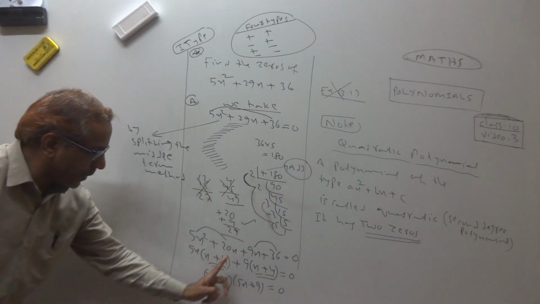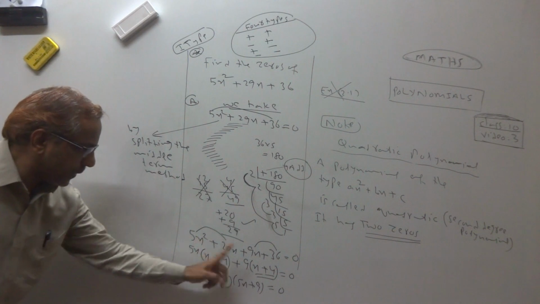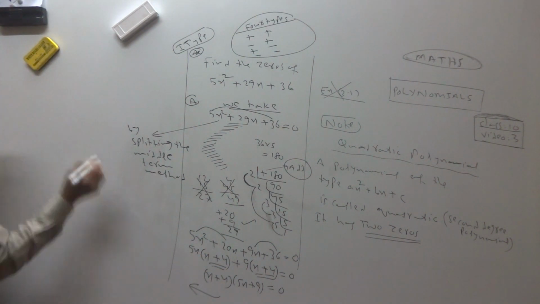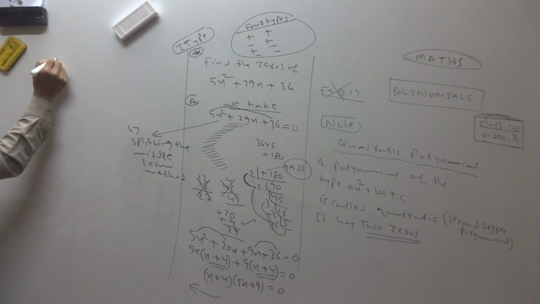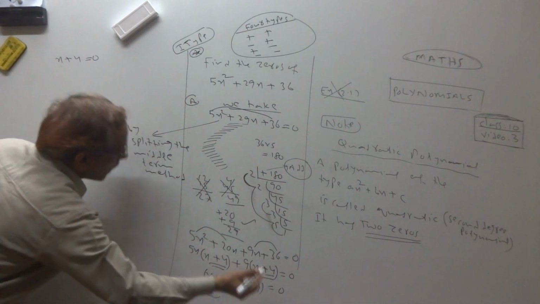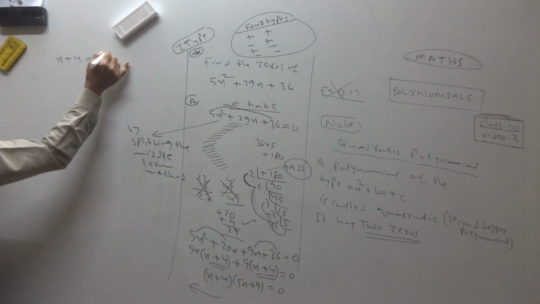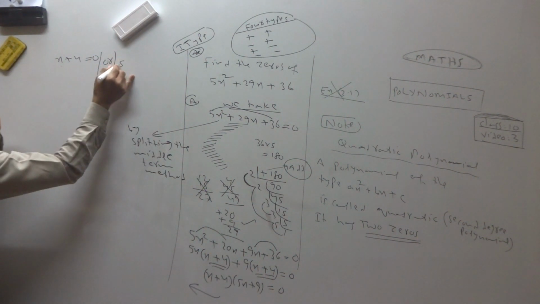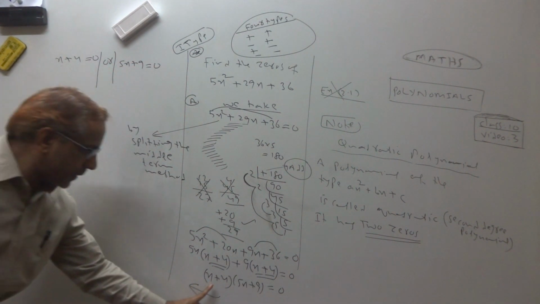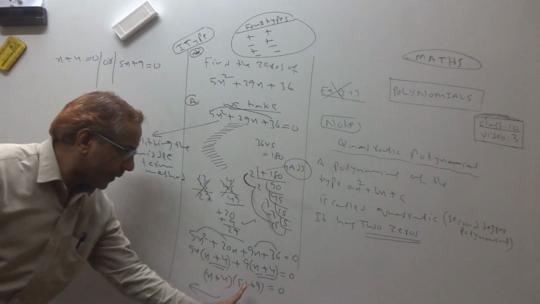So from these two we write one factor. 5x plus 9 is the second factor. Now each factor will be 0. This will be 0, otherwise 5x plus 9 will be 0, like this. This is 0 or this is 0.